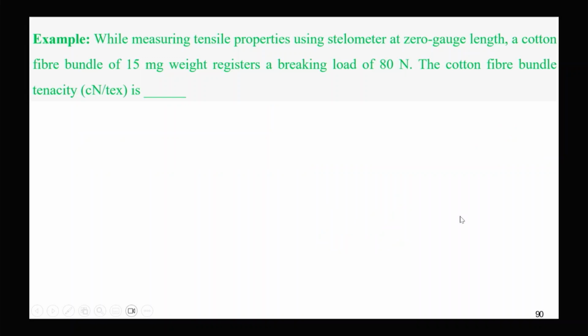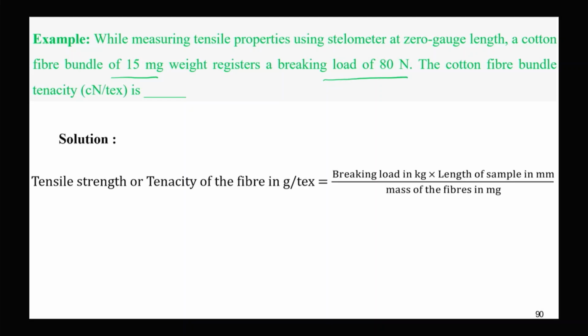Now a similar numerical. At 0 gauge length in the Stelometer, the bundle weight is 15 milligram and breaking load is 80 Newton. So bundle tenacity will be, tensile strength or tenacity of fiber bundle, the same numerical. At 0 gauge length, the length will be 11.8, so approximately 6.29 gram per tex.